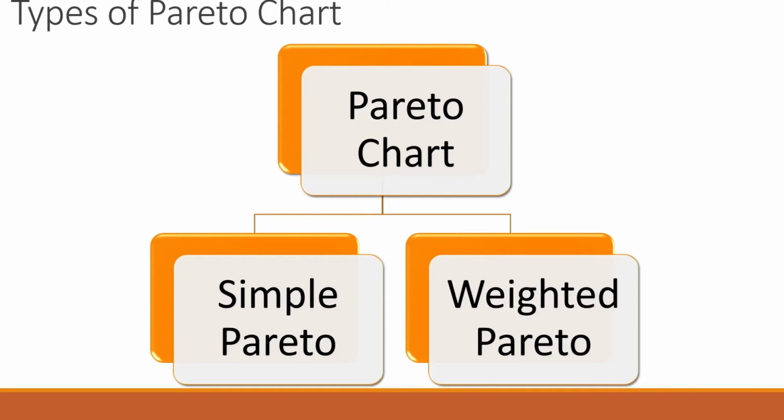So the types of Pareto charts. The Pareto chart has two types. First one is the simple Pareto and the second one is the weighted Pareto. In this tutorial we'll only discuss the simple Pareto, and the weighted Pareto we will discuss in the upcoming tutorials.